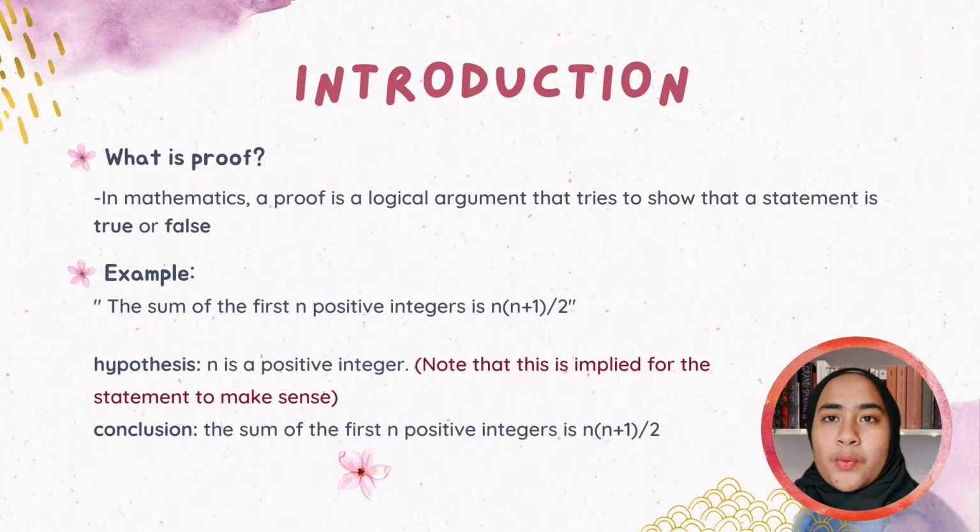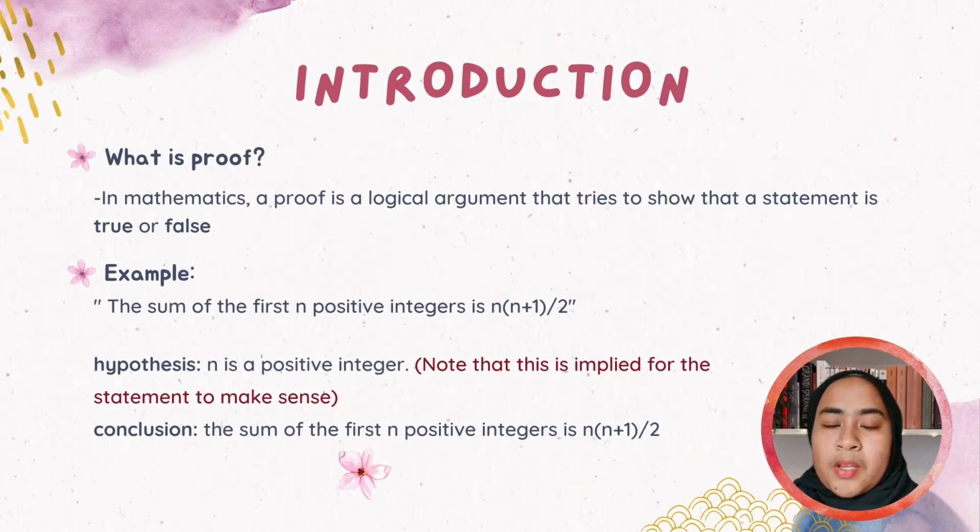For today, I will introduce the proof. What is a proof? In mathematics, a proof is a logical argument that shows that a statement is either true or false. It shows that something is true or correct. When a statement is given, we need to prove that A implies B, whether it is true or false. From that, the first thing we start with is to find the hypothesis and the conclusion.